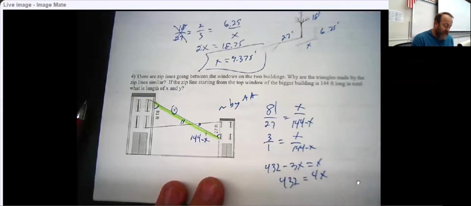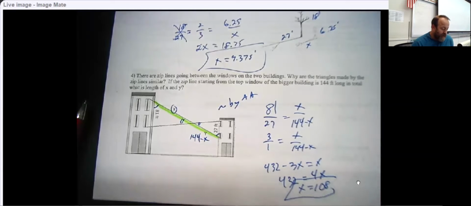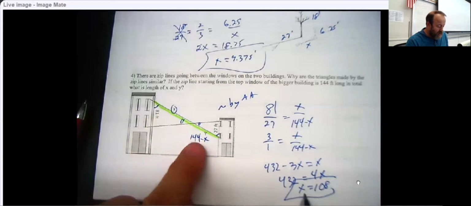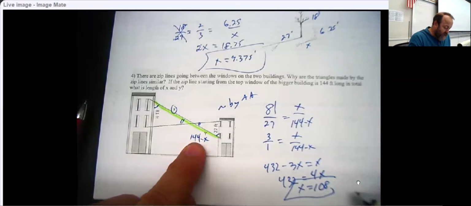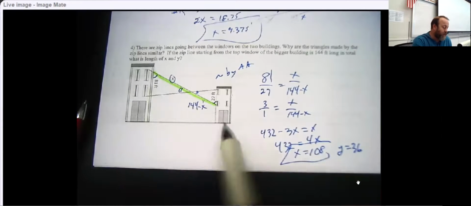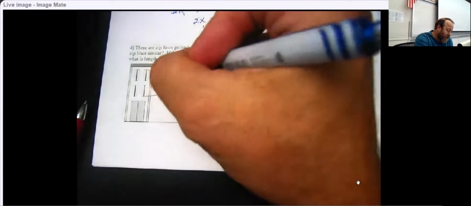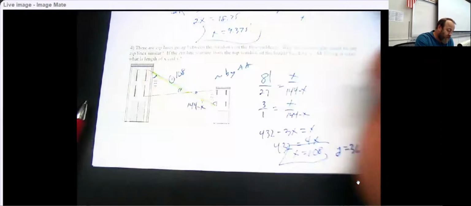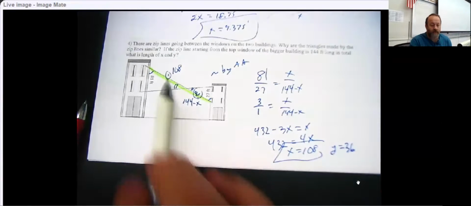Add 3x to both sides, and x becomes 108. And I think in the problem, it asks what is the length of x and y. And of course, if x is 108, and that would be this, then this is 144 takeaway x, that would be y is 36. And as we discussed in class, since this is a 3-to-1 ratio, then this one right here should also be a 3-to-1 ratio. And in fact, you'll see that it is. 36 times 3 is 108.